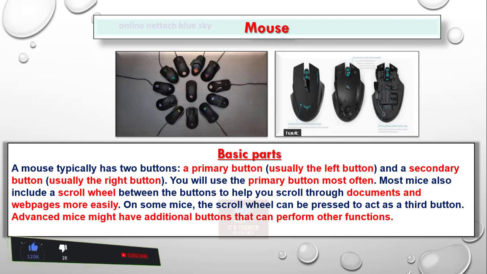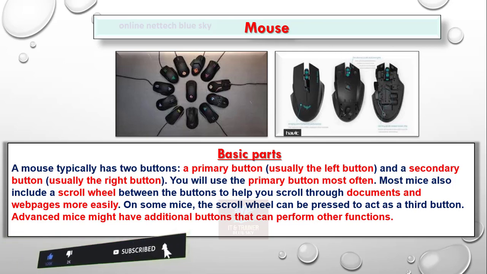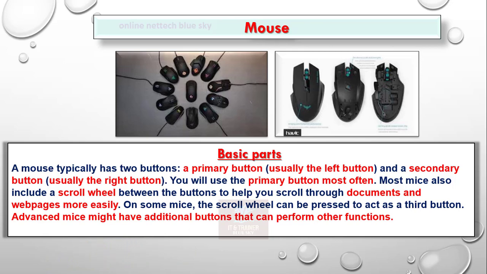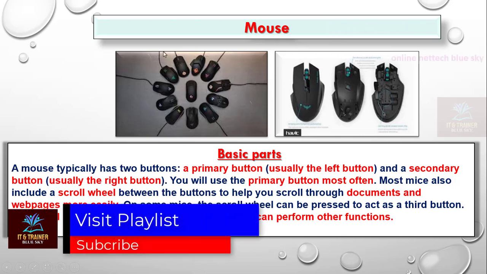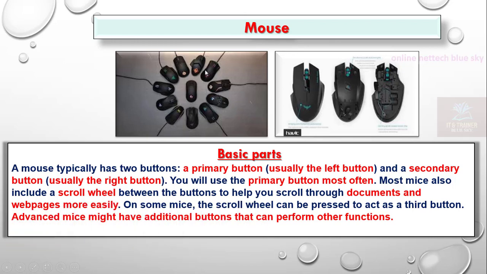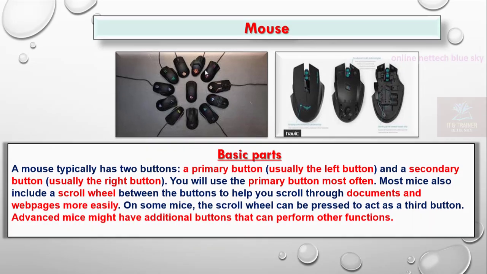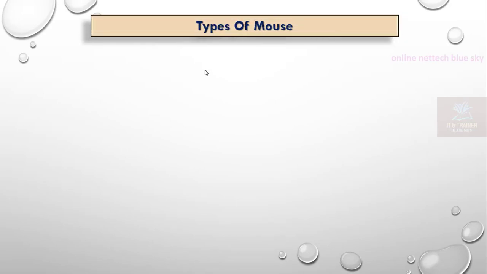Advanced mice have additional buttons that can perform other functions. Advanced mice with additional functions are created especially for gaming type mice. If you are playing advanced level gaming and high level graphics gaming, more functions are available. This time a special mouse was created. You can see here this is a gaming type mouse and this is a simple work mouse. I will discuss them one by one, very important for your mouse knowledge.